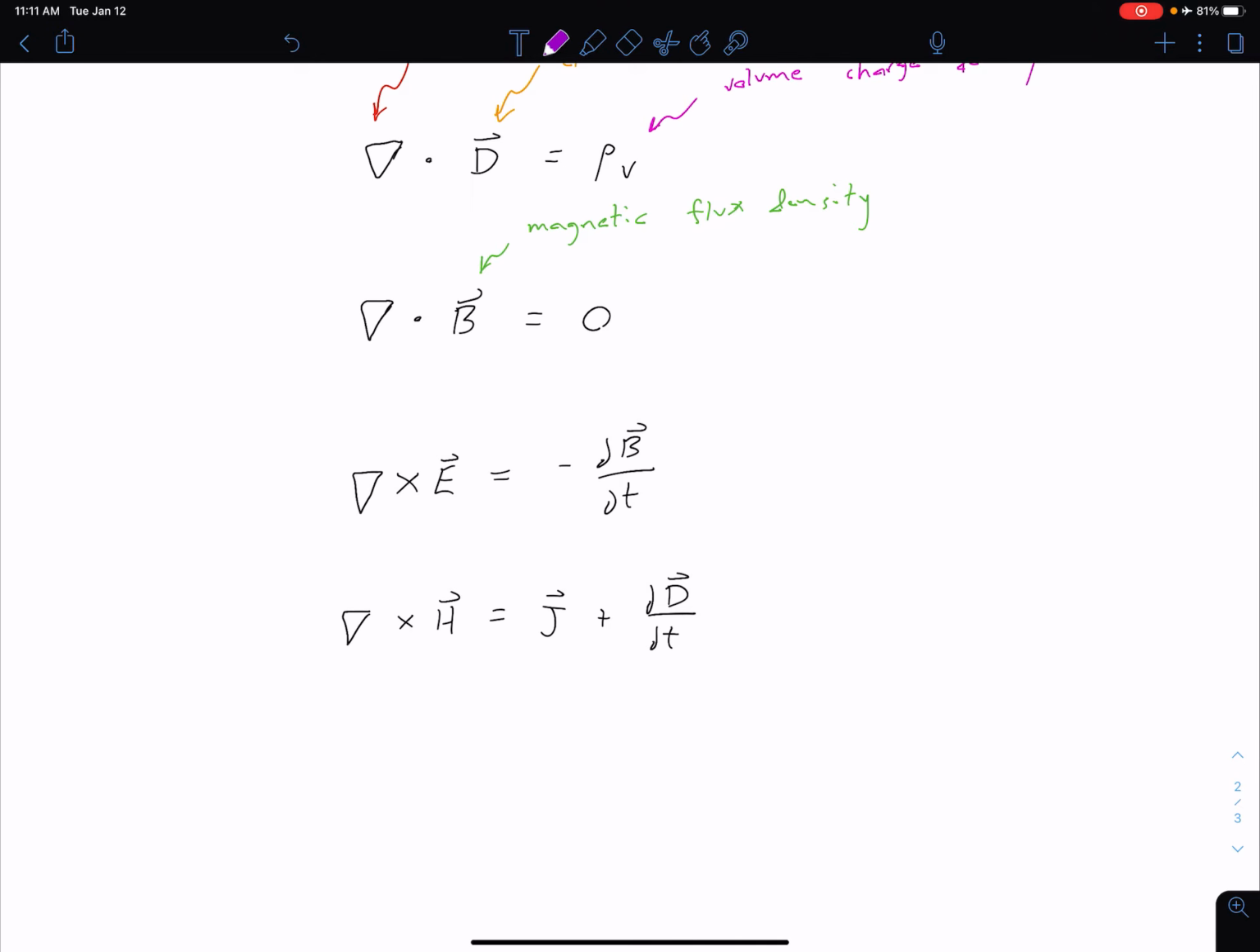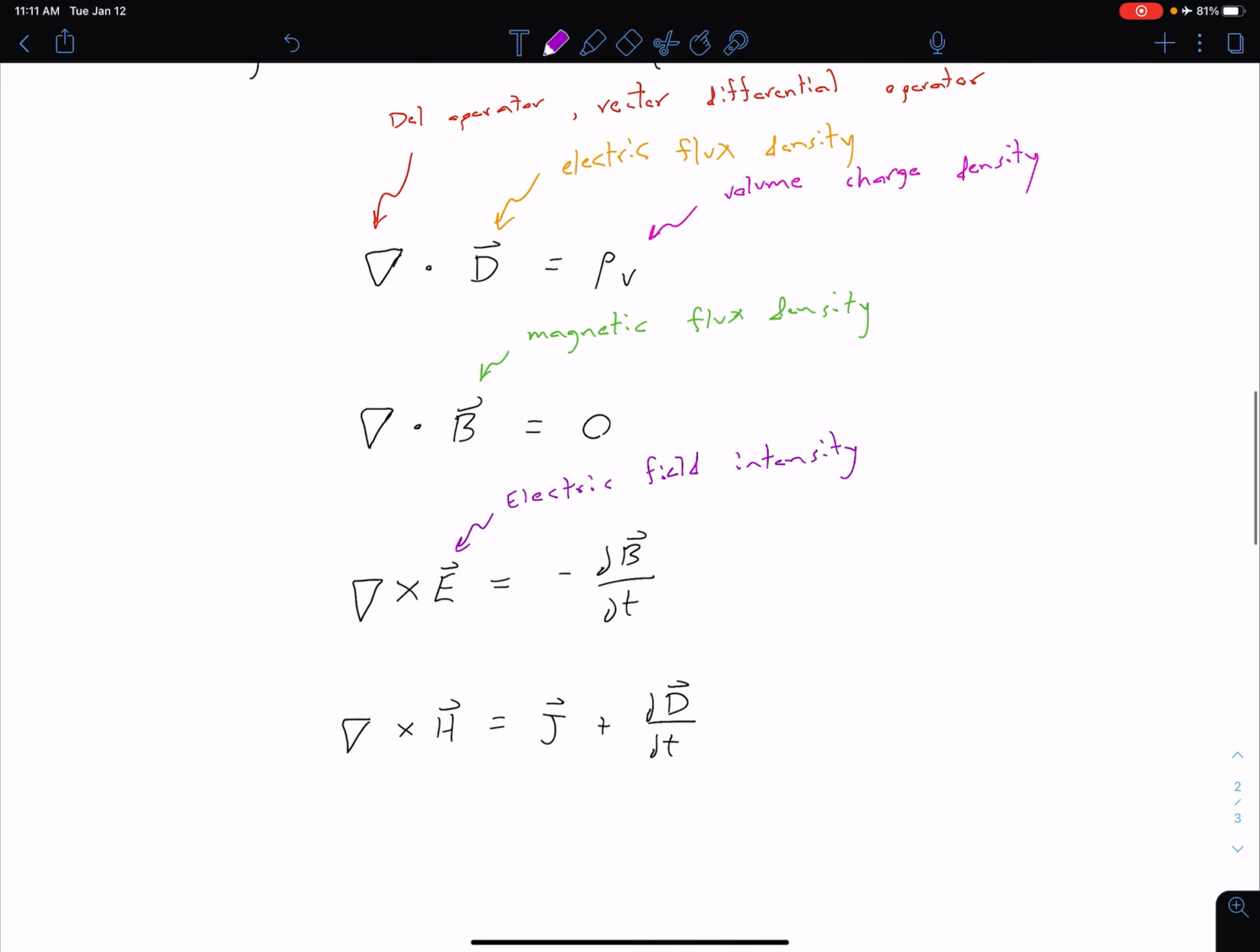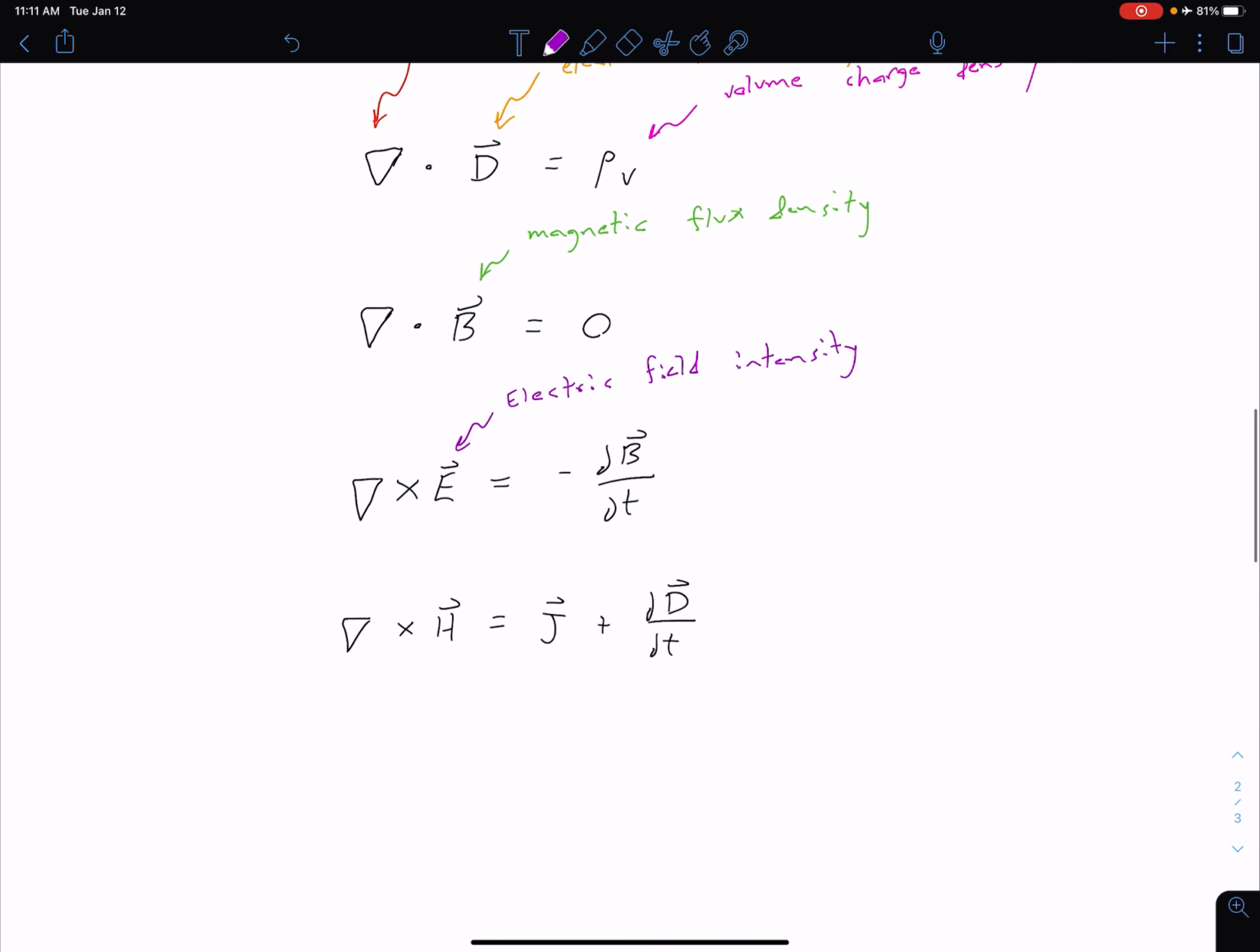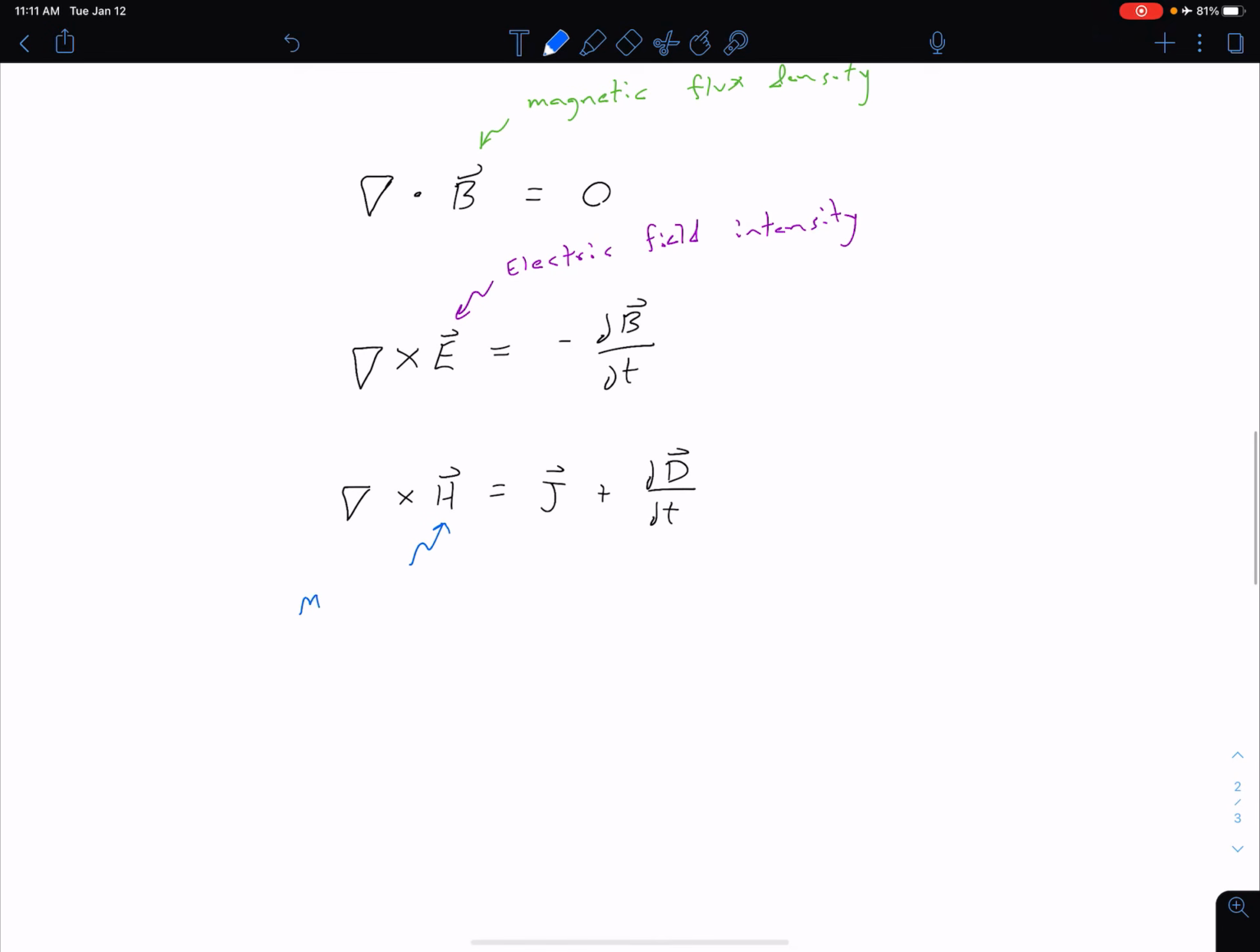Our E is our electric field intensity, and we'll talk about the relationship between our electric field intensity and our electric flux density later on. We see we have a partial derivative of that magnetic flux density on the right side of that equation. And then we have just two more terms down here. Our H is going to be our magnetic field intensity. And again, we'll talk about the relationship between our magnetic field intensity and our magnetic flux density.